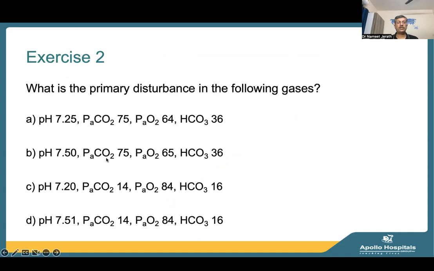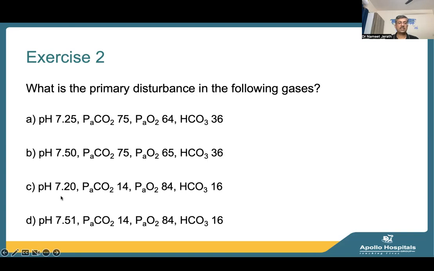pH 7.5, CO2 75, bicarbonate 36. pH is 7.5, alkalosis can happen only because of either a drop in carbon dioxide or an increase in bicarbonate. So here the reason is increase in bicarbonate, or a metabolic alkalosis.